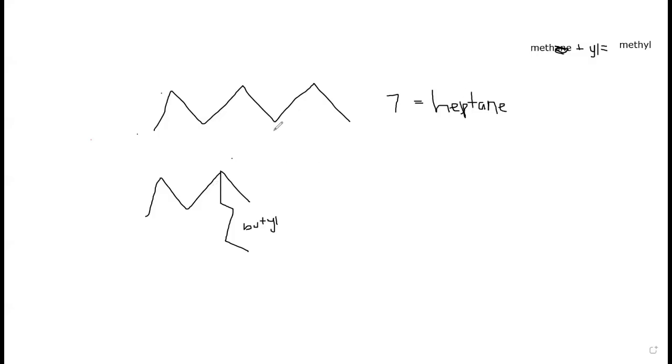Okay, so the longest chain would always win in a base. So instead of going this way, one, two, three, four, five, you'd go one, and change the color so it's easier to see. It'd go one, two, three, four, five, six, seven. So it'd be heptane.